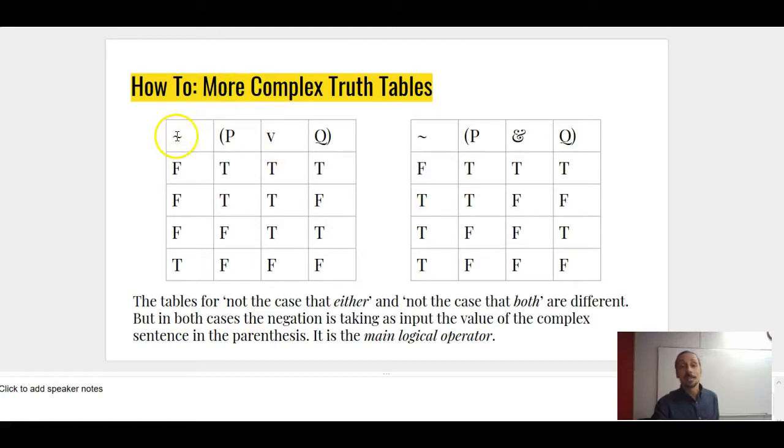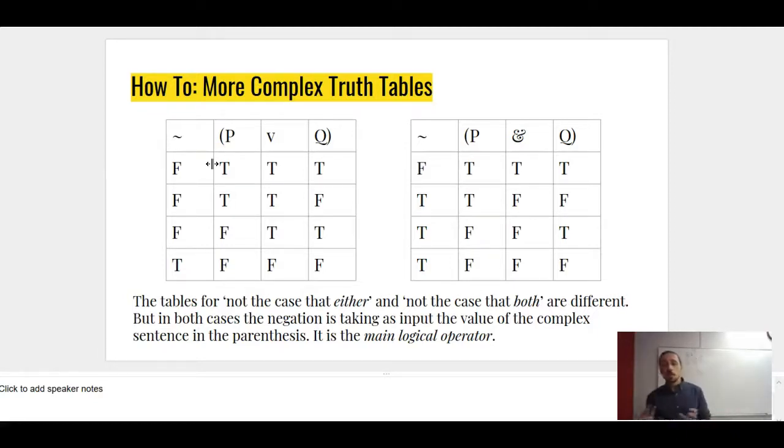So the input for my operator here, and this is actually the main logical operator, which is something we're going to define shortly, is the OR, and the input of the OR is the P and Q. So we're going to work from all the possibilities of P and Q, in other words, all the combinations. Those values are going to give you the values of the OR, and then the OR's values are going to be flipped by the negation. So true becomes false, and false becomes true. And that's how the truth table for a more complex statement is going to look.